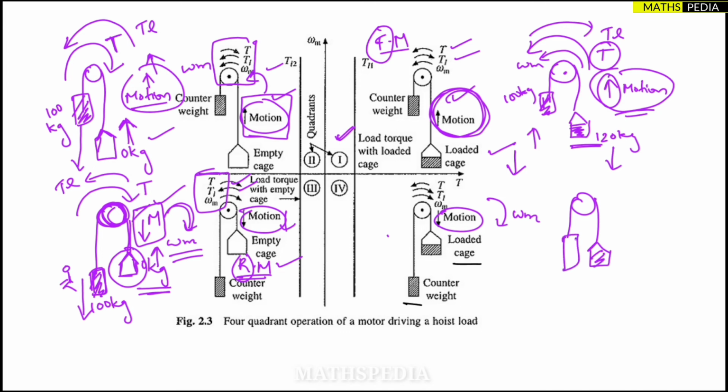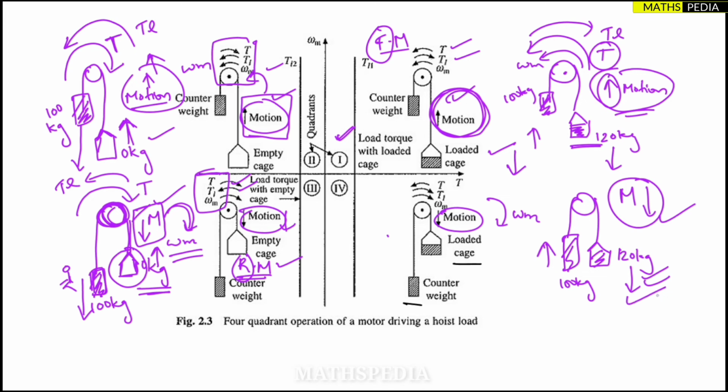Okay, this is the counterweight. The loaded cage is 120 kg, this is 100 kg. So naturally what will happen? Naturally this will pull down, this will go up. Yes, but I want the motion to be in the downward direction. So anyways it is naturally going down only, right? The cage is going down only naturally. See, the motion is also downward, naturally the cage is also going downward.